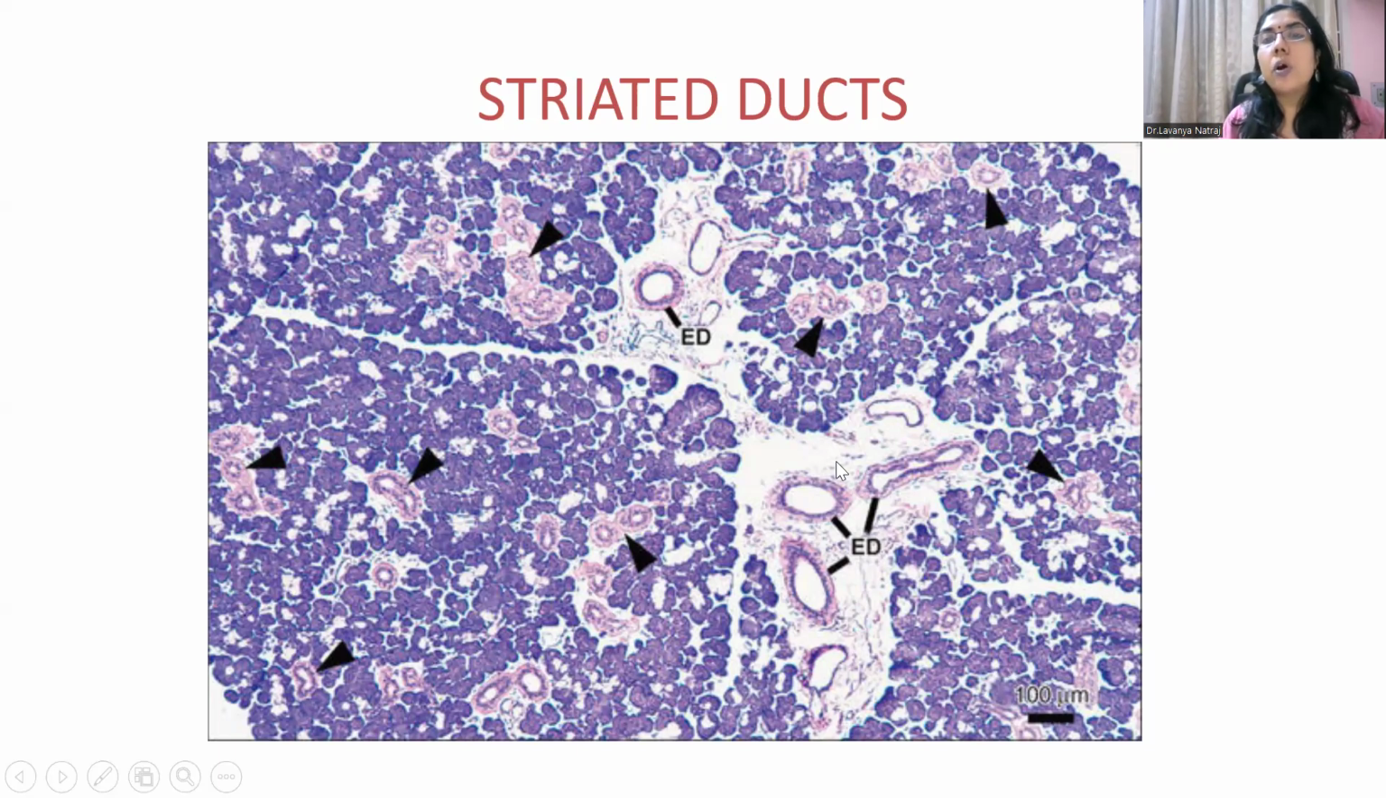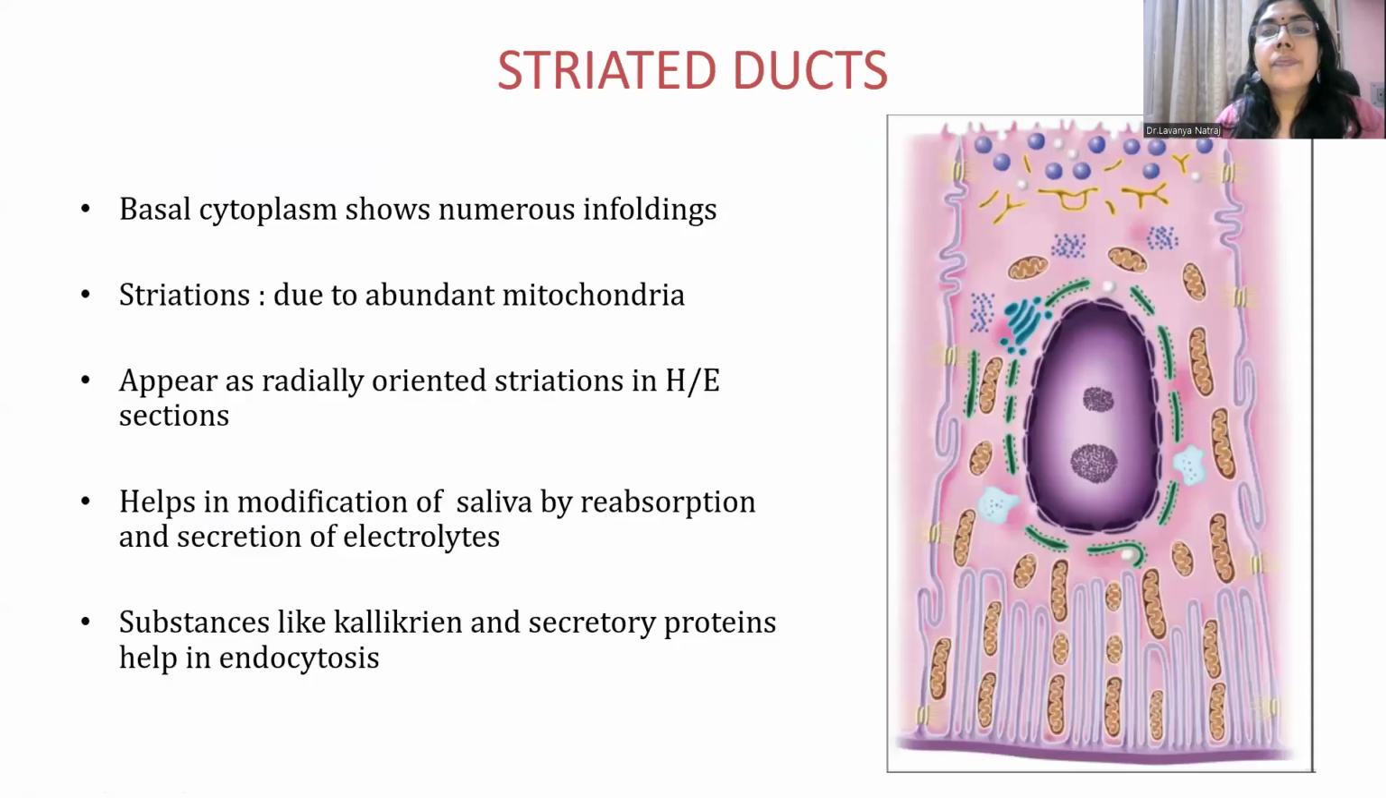And between the lobules, you have a larger duct mentioned as ED in this diagram. That is your excretory duct. So striated ducts are within the lobule, intralobular, and the excretory ducts are between the lobules, or interlobular. The white colored ones are your connective tissue septa, and the hematoxylophilic part are your acinar units.